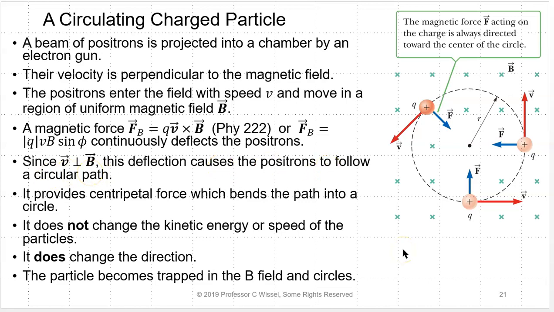They're positrons, so you're going to use the right-hand rule. The magnetic field, which is your middle finger, see these little X's, is directed into the page. So your middle finger should be pointing into the page. V, I'm going to use this side because it's easiest on my hand to do. Your index finger, V, is pointing up the page at that instant. Your thumb, F, is toward the center of the circle. Notice as you keep rotating this around, as this particle deflects, it'll constantly have a force directed toward the center of the circle. That provides the centripetal force which bends the path into a circle. It does not change the kinetic energy or speed of the particle. It does change the direction. The particle then becomes trapped in the magnetic field and circles.